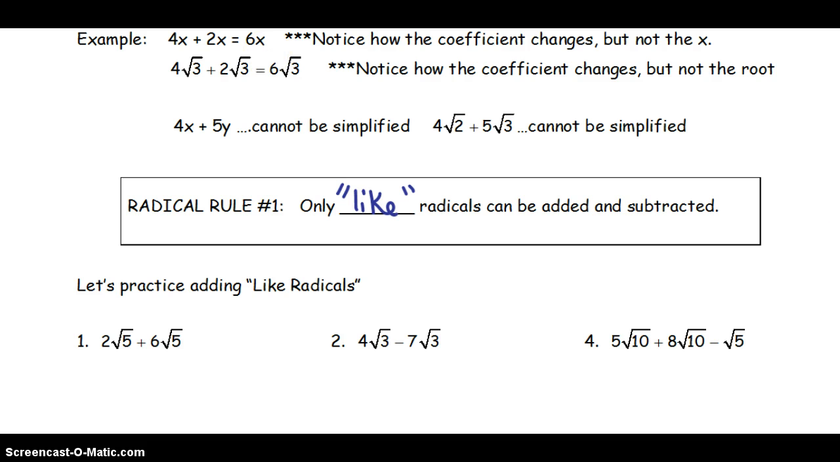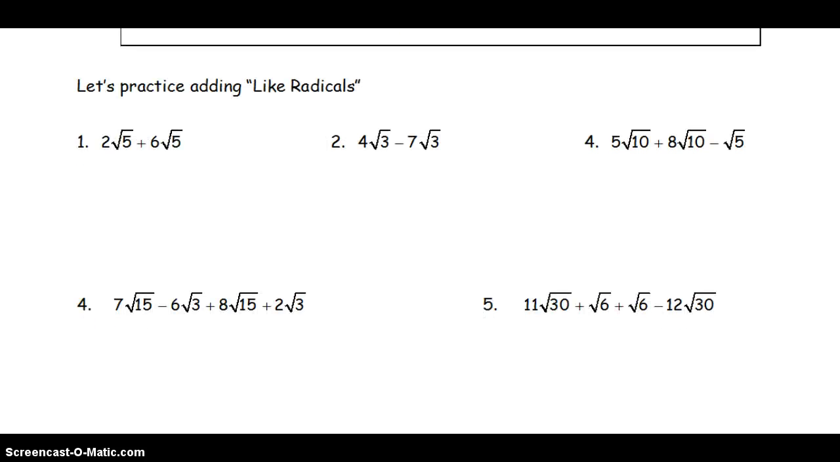Let's practice adding like radicals together. So if you have something like 2 root 5 plus 6 root 5, they both have a root 5, so you combine 2 plus 6, you will get 8 root 5. Then we have subtraction, same kind of thing. 4 root 3 minus 7 root 3. They both have a root 3, so all you do is 4 minus 7, which is negative 3, and then you tack on the root 3 when you're done.